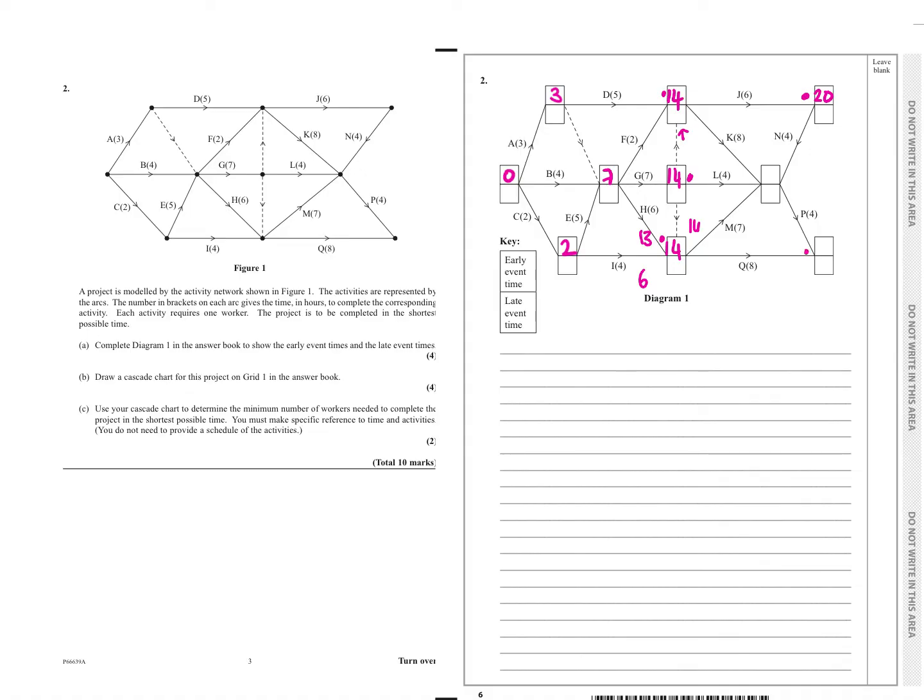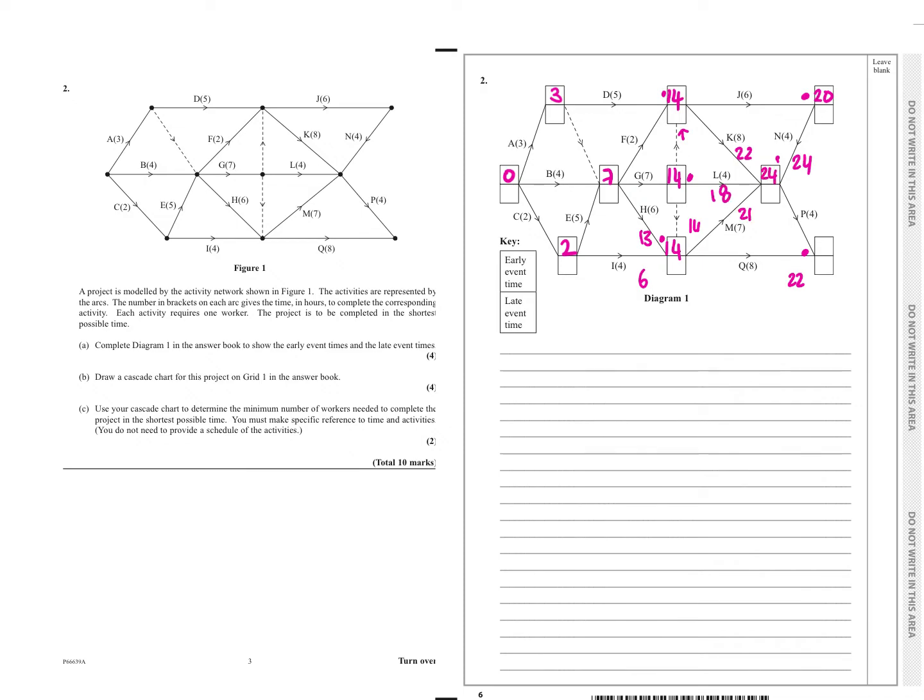How do I get to this one? There's 2 ways. 14 plus 8, which is 22, or whatever this is plus 4, yes? Okay, how do I get into this one? Now, if I look at this, there's 4 ways, is there not? 20 plus 4, 24. 14 plus 8, 22. 14 plus 4, 18. 14 plus 7, 21.